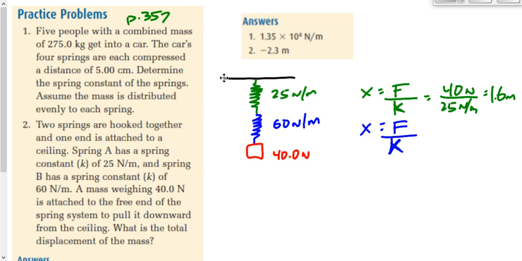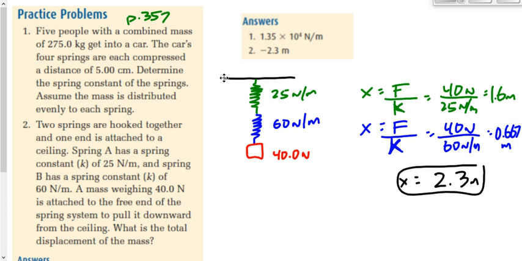Now let's do the same thing for the blue one. For the second spring, we're going to say 40 newtons divided by 60 newtons per meter. And that's going to give me 0.667 meters. I'm going to add them up to get the total displacement, and we're going to end up with 1.6 plus 0.667 gives me 2.27, or rounded to 3 digits, it would be 2.3 meters.